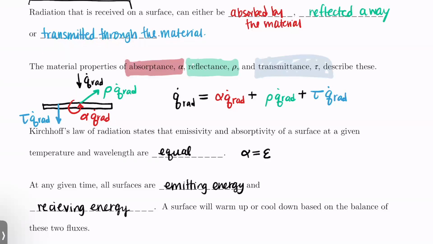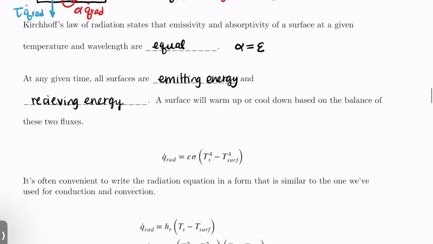Okay. And so this is the governing equation for Q dot radiation. We have Q dot rad, following the same convention of what we've had before. So this is our heat flux due to radiation.